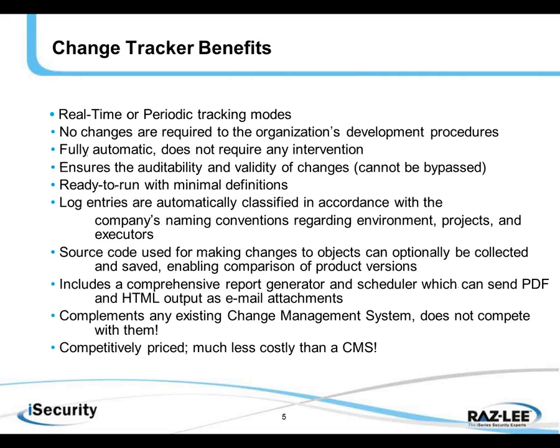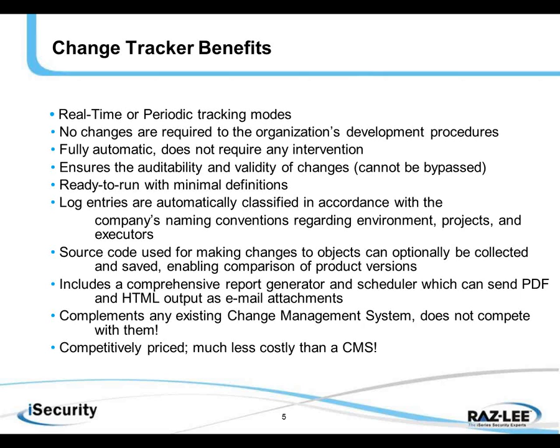Some of the benefits of Change Tracker are that it can run in two different modes, in real-time mode or in periodic update mode, for example, in the evening, reading the QAUDJRN records. There are no changes required to the organization's development procedures. It's fully automatic. It ensures the auditability and validity of changes, and it can't be bypassed. It's ready to run with minimal definitions. Log entries can be automatically classified in accordance with the company's naming conventions in areas such as the environment, the projects, and those who actually executed the changes made to the source and to the objects.